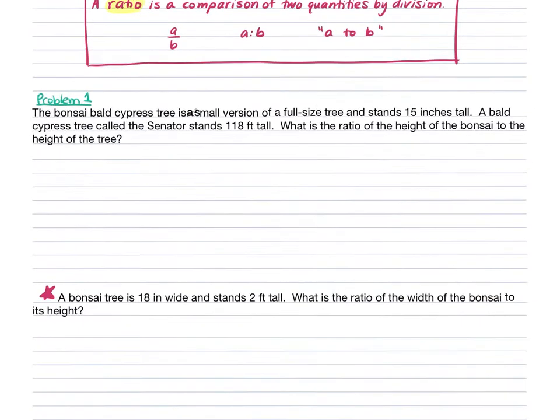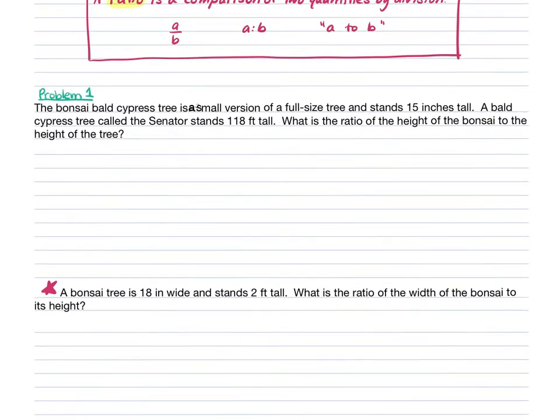So this first problem says a bonsai bald cypress tree is a small version of a full-size tree and stands 15 inches tall. A bald cypress tree called the Senator stands 118 feet tall. What is the ratio of the height of the bonsai to the height of the tree?